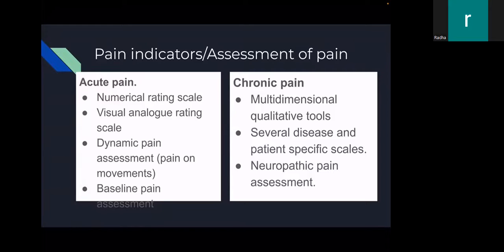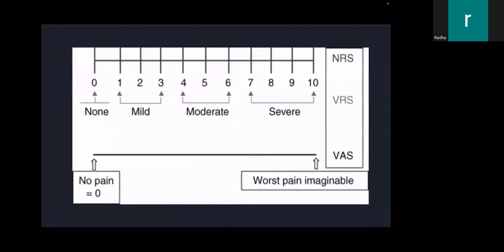So next, from the chronic pain point of view, we have the multidimensional qualitative tools because we have multiple factors. We have to consider that several disease and patient-specific scales are available. As we saw, the chronic pain could be due to tumor, arthritis. So we have to go into those factors also. And then we have specific neuropathic pain assessment charts and tools available also.